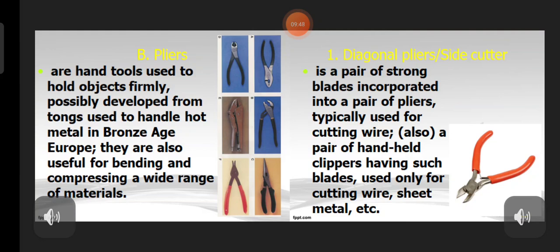The first type of splicing tool is the pliers. Pliers are hand tools used to hold objects firmly, possibly developed from tongs used to handle hot metal in bronze. They are also useful for bending and compressing a wide range of materials. Pliers are used to grip, cut, crimp, hold, and bend various parts.